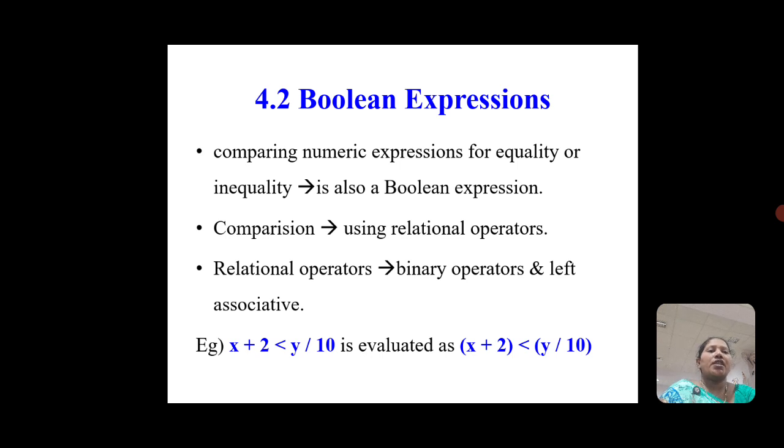You use Boolean expressions when you want to compare some expression for its equality or inequality. You compare those expressions using the relational operators we have seen so far. For example, if you write x plus 2 less than y by 10, the value to the left of less than, x plus 2, is considered one expression, and the value to the right of less than, y by 10, is the second expression.